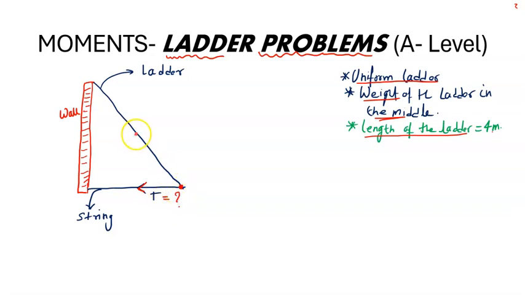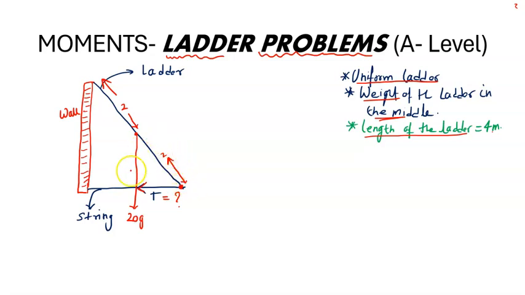And its weight is acting in the middle. So suppose its weight is 20, so let's take 20 G here. The ladder weight is 20 kg, so I have taken 20 G here. And the length is 4 meters, so it will be in the middle, which should be 2 meters up to here and 2 meters here.